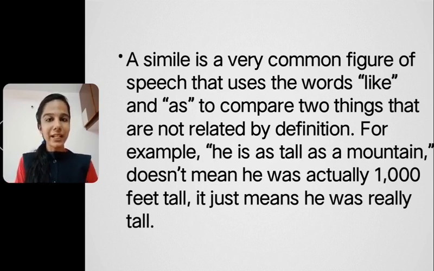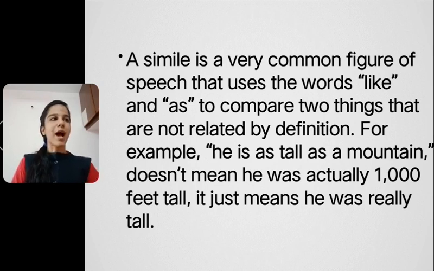But the hidden meaning is that here they need to mention the kind of height that is really tall. Anybody can find, whenever we say he is as tall as a mountain, it means we can easily understand, oh, he's really tall. So this is the meaning. He is as tall as a mountain doesn't mean he was actually 1000 feet tall. It just means he was really tall.